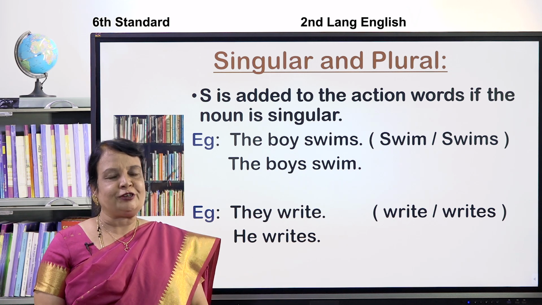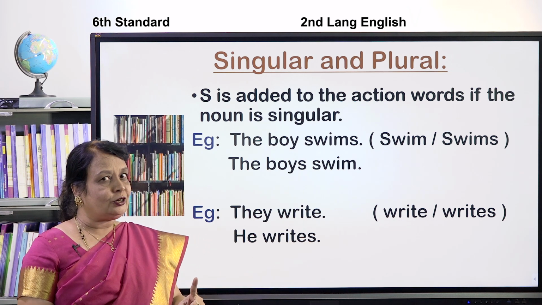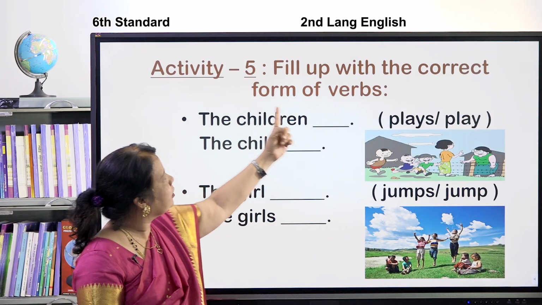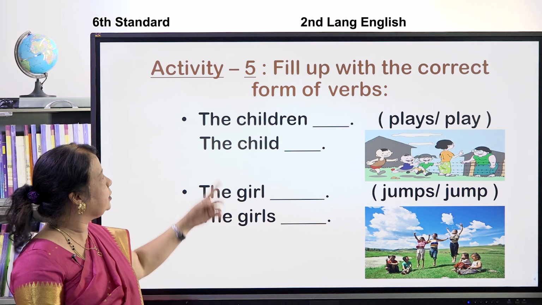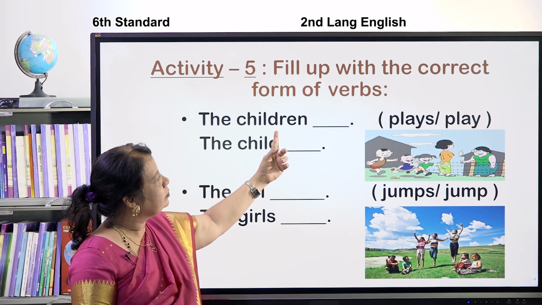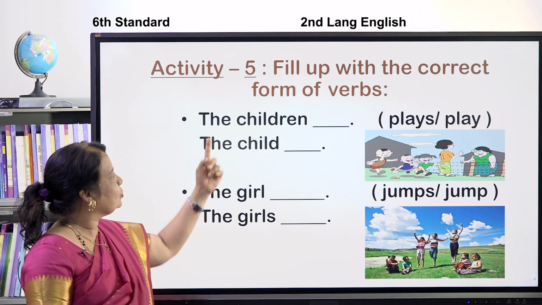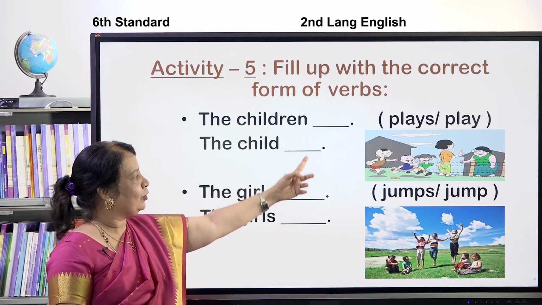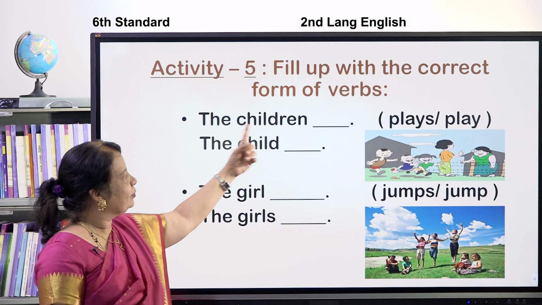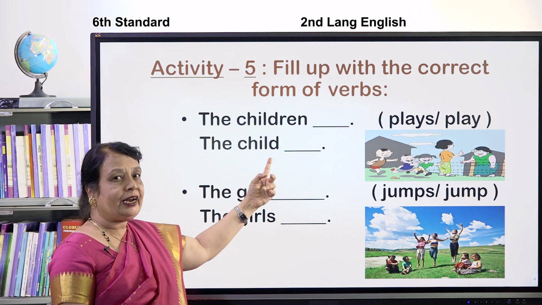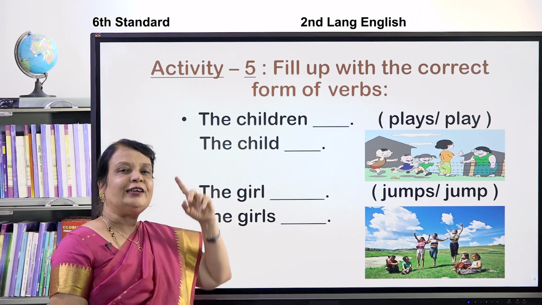Now, I have an activity for you children. You are supposed to write the correct answer for it. Fill up with the correct form of verbs. Here, the children. Children means only one? No, more. So, for the children, write down the correct answer. Come on, try. Here the child means only one child. So, when there is a child, you are supposed to add s to the verb.